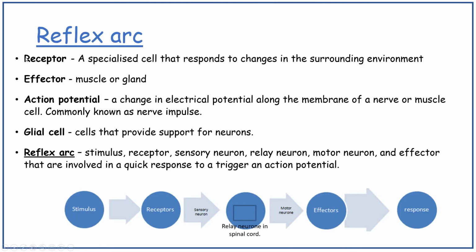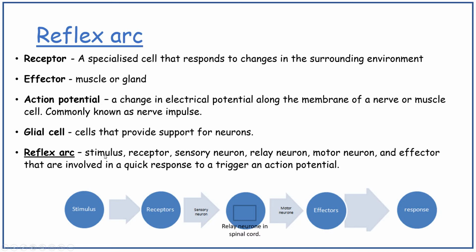A reflex arc. Receptor is a specialised cell that responds to changes in the surrounding environment. An effector is a muscle or gland. An action potential is a change in electrical potential along the membrane of a nerve or muscle cell, commonly known as nerve impulse. A glial cell. These are cells that provide support for neurons.